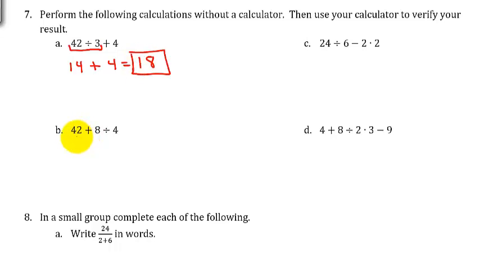Now example B is 42 plus 8 divided by 4. And so again, division comes before addition in PEMDAS. So we have to do this division. We have 42 plus, when we divide 8 by 4, we're left with 2. And 42 plus 2 is 44.